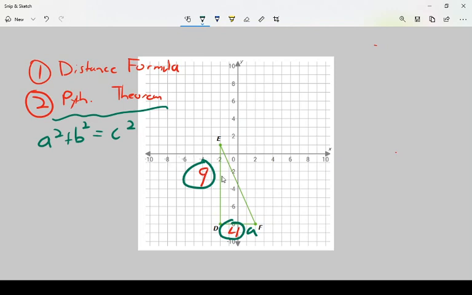B is usually referring to the longer leg of our triangle. So right here would be B. And C is always referring to the hypotenuse of our triangle. So this is C. And how do we know this is the hypotenuse or the slanted side? Well, we always have a right angle down here, that 90-degree angle. And the hypotenuse is always the opposite side of that 90-degree angle. So this slanted side C is definitely our hypotenuse.